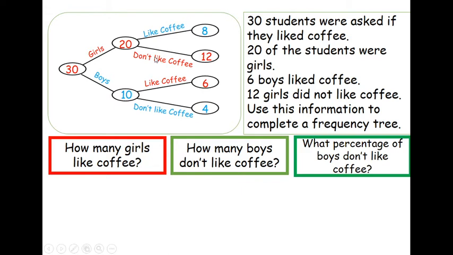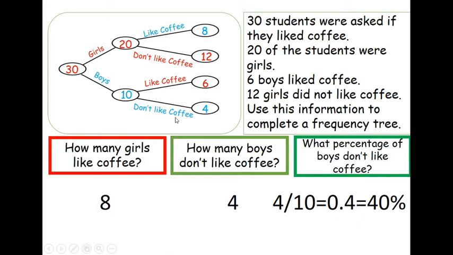And now we're going to answer some questions about this tree. If you've not got that, make sure you're referring to mine that's on here. So how many girls like coffee? Well, girls that like coffee, it's going to be girls, and it's going to be like coffee, it's going to be 8. How many boys like coffee? Sorry, how many boys don't like coffee? If you go down the boys branch, and it's don't like coffee, it's going to be 4. It's following the route through the map.